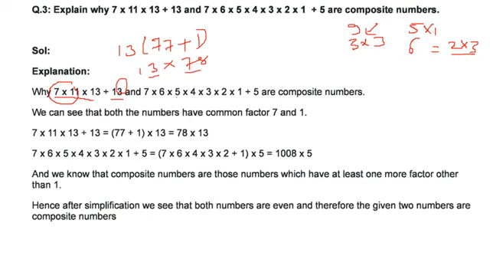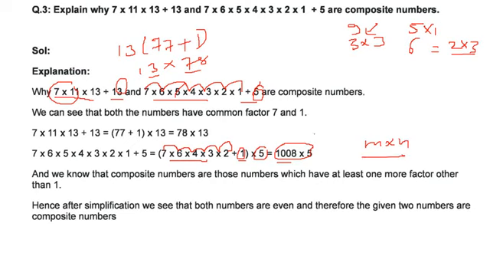Similarly, in the case of this one, we see 5 is the number which is common. So let us take 5 outside. Inside this will be 7 into 6 into 4 into 3 into 2 into 1, and when you take 5 outside, you get 1. When you multiply these, you get 1007, add 1, that is 1008, into 5. So this is also a form of m into n, where m and n are not equal to 1, because composite numbers are those numbers which have at least one more factor other than 1.